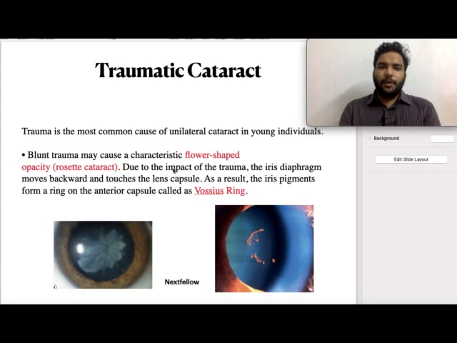Blunt trauma may cause a characteristic flower-shaped opacity called rosette cataract. As you can see, this looks like a rose. Due to the impact of the trauma, the iris diaphragm moves backwards and touches the lens capsule, which gives an imprint of iris pigment, which will be like a ring, which is called Vossius ring, which you should know.